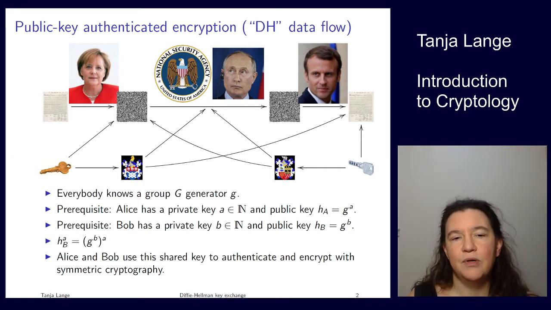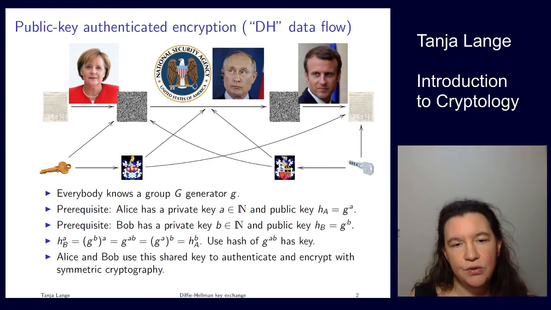And then you have an exponentiation of an exponentiation. So you have two numbers in the exponent, and that means you have the product in the exponent. So you're getting G to the AB. But we can just change the order of the parentheses, and then we can turn it into something that Bob can compute. Because Bob knows lowercase b, and he knows Alice's H sub A, and so he can compute Alice's H sub A to the power of B. And both of them now have computed G to the AB.